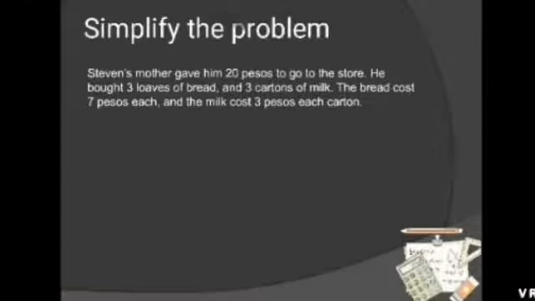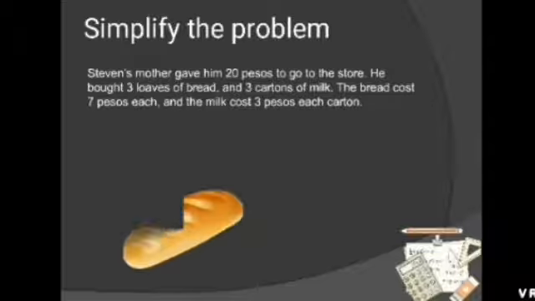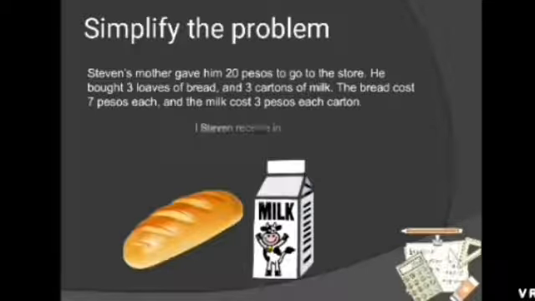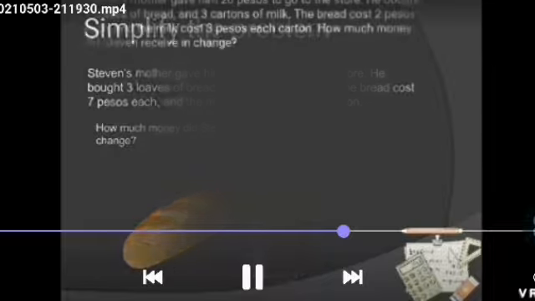We will now proceed to the next strategy, which is simplify the problem. Steven's mother gave him 20 pesos to go to the store. He bought 3 loaves of bread and 3 cartons of milk. The bread cost 2 pesos each and the milk cost 3 pesos each carton. How much money did Steven receive in change? We are to ask how much money did Steven receive in change?